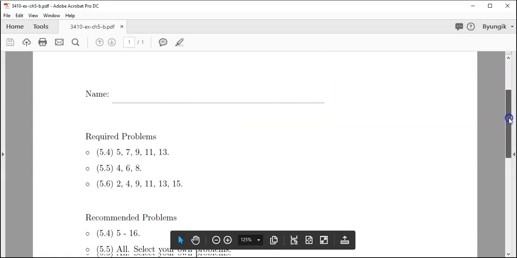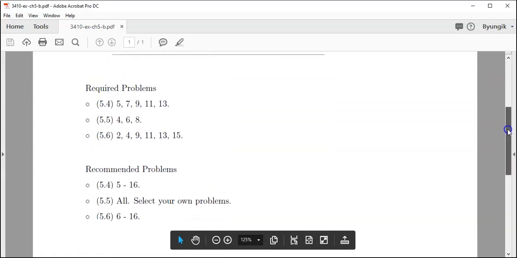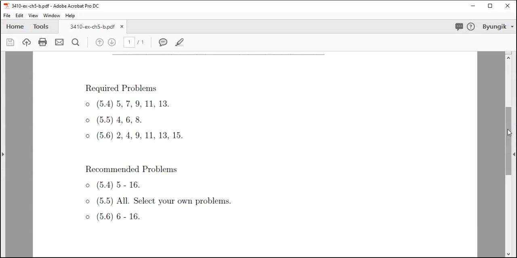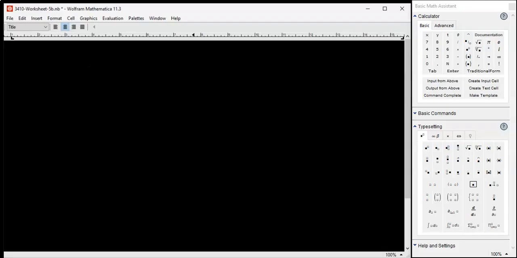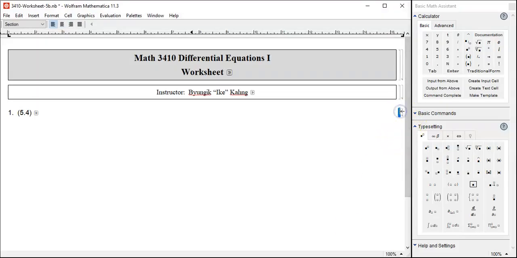Okay, let's do some 5.5 problems. I assigned problems 4, 6, and 8. I don't want to use any of those, so let's go to the next even number, problem 10. Let's go over here, back to my worksheet, copy and paste, and we are doing 5.5, all right, and problem 10.